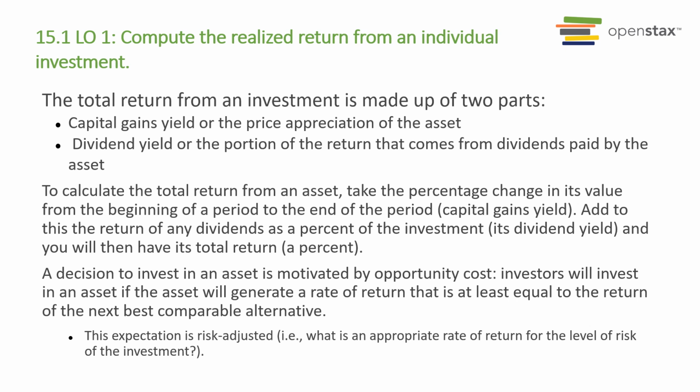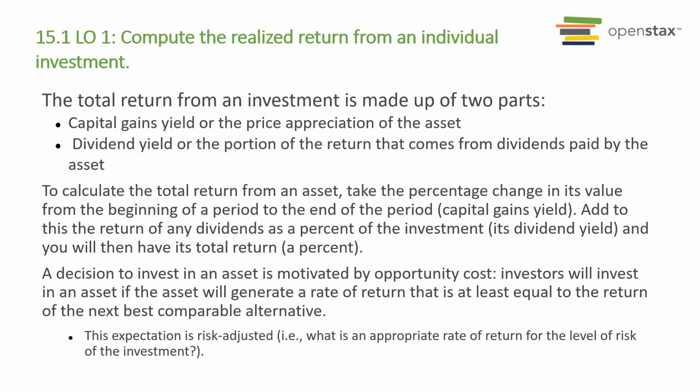Total return from investment is the sum of two elements: capital gains yield, or the price appreciation of the asset, and dividend yield, or the portion of the return that comes from dividends paid by the asset. Capital gains yield is the percentage change in an asset's value from the beginning of a period to the end of the period. Dividend yield is the asset's dividend payment divided by its price. Not all stocks pay dividends.